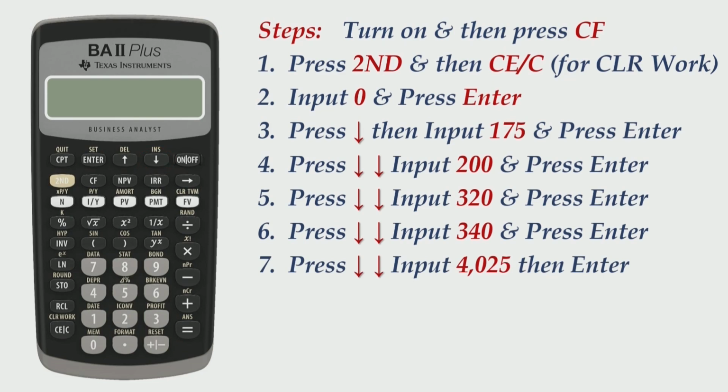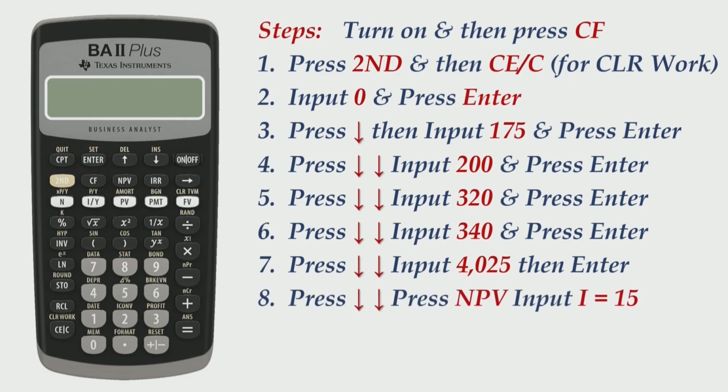Now if you are wondering from where we got this 4025, this is the aggregate cash flow for 5th year, which is FCFF for 5th year plus the terminal value at end of 5th year. Both taken together it is 4025. So input 4025 and then press enter.